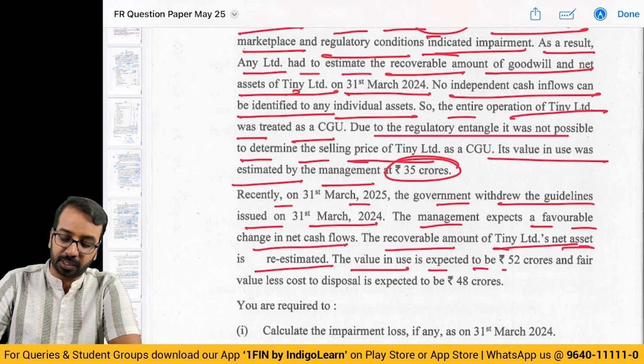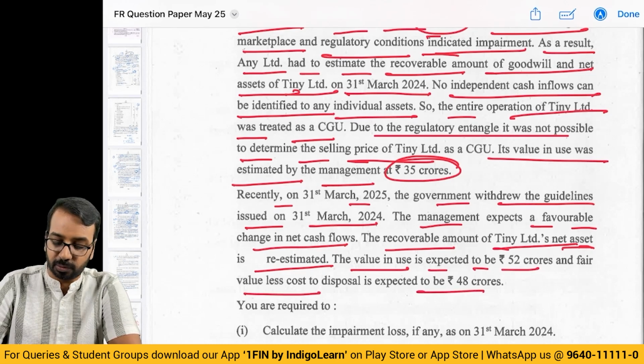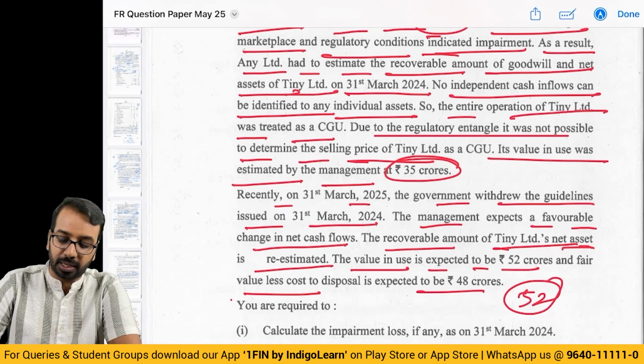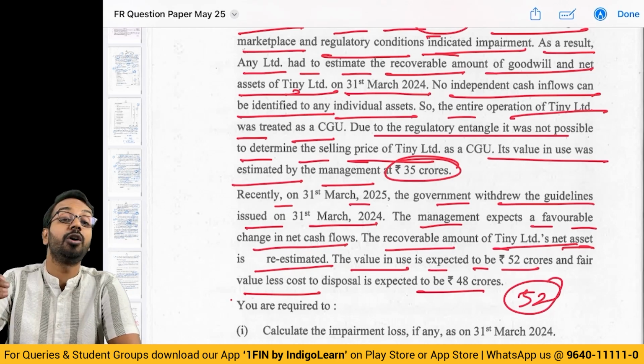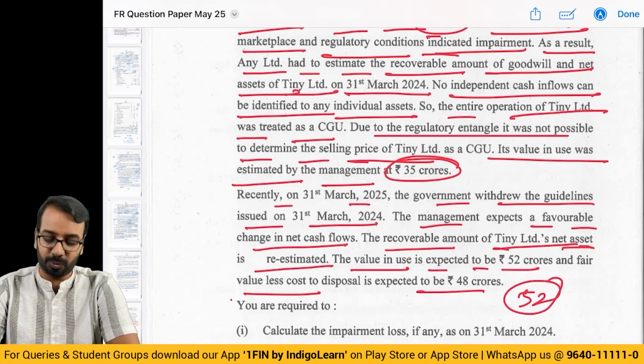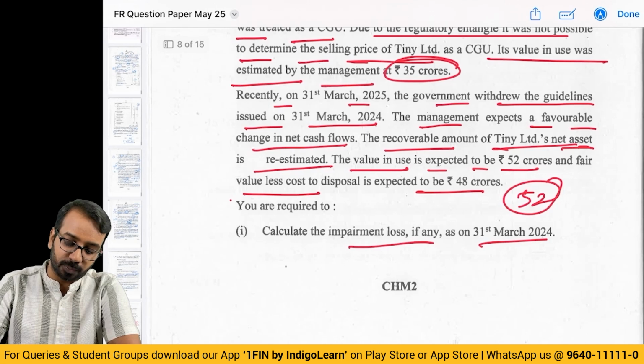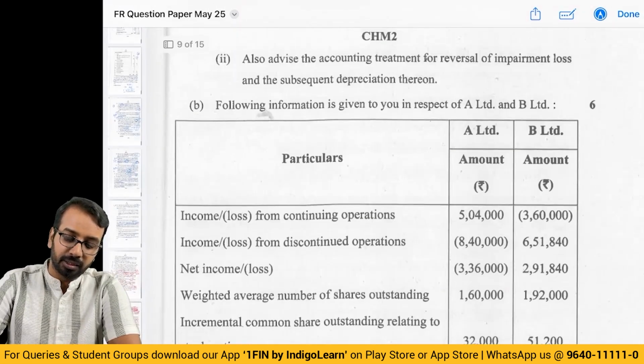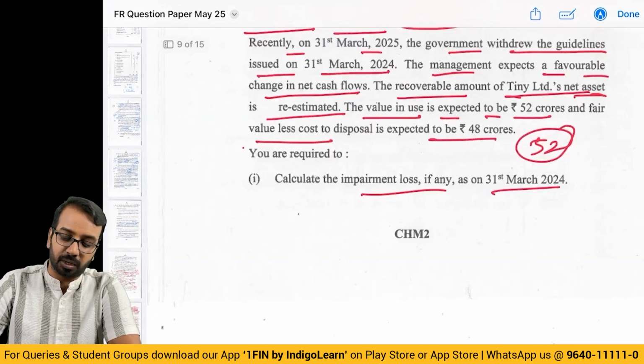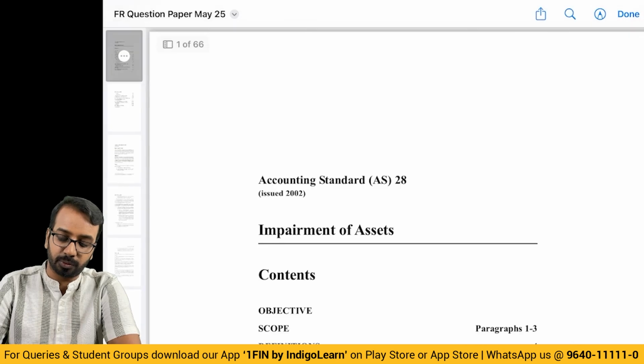Value in use is expected to be 54 and fair value less cost to dispose is 48. So what is recoverable amount? Higher of these two, 52 lakhs is the recoverable amount. Sorry, 52 crores is the recoverable amount. Calculate the impairment loss on 31st March and advise the accounting treatment for reversal. Now if you calculate the impairment loss, how do we approach it?